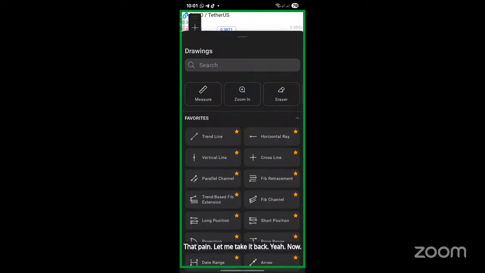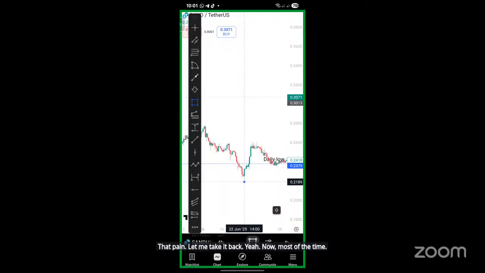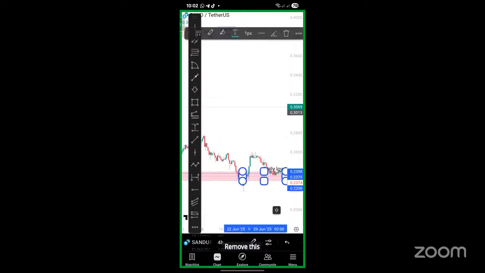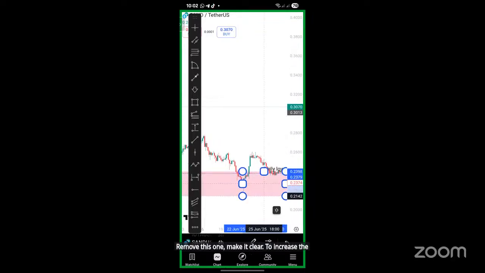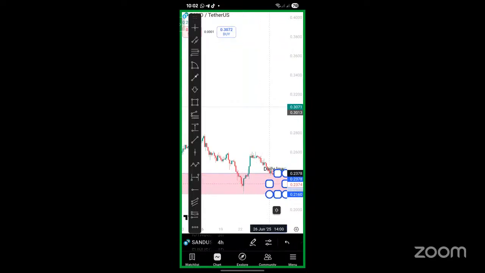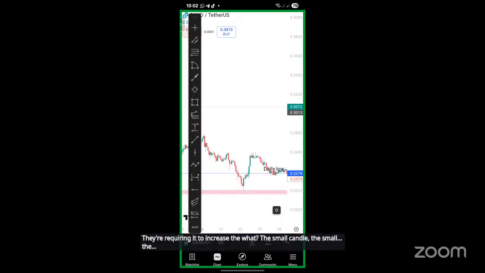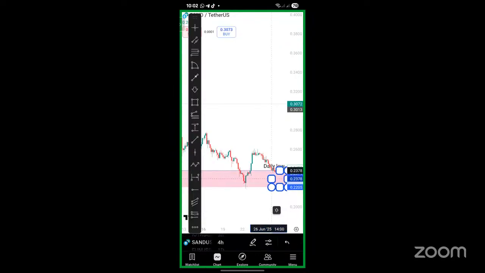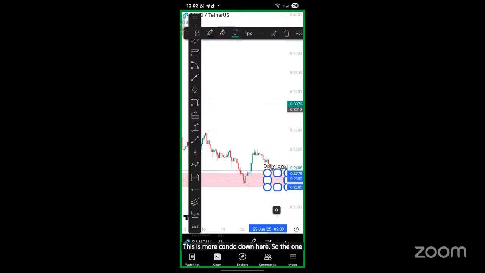Now, most of the time, come here, choose this, choose the tip of this small candle and enclose the candle like this. Okay? Tap on it. Remove this one, make it clear to enclose the what? We want it to enclose the what? The small candle, this red candle. This is the small candle down here. It's the one I want to enclose.